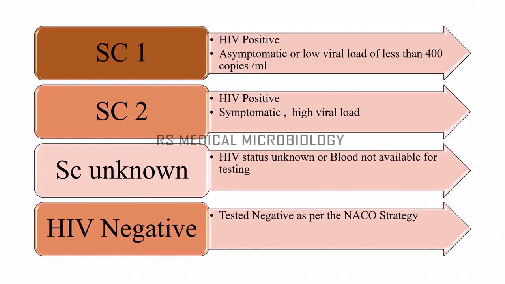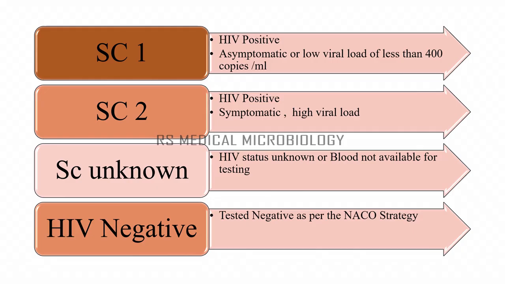Source code will start with the opposite, HIV negative. So the patient from whom the needle stick injury or the splash event occurred is negative as per the NACO strategy. The HIV status is negative. Next you have the source unknown, which is basically where the HIV status of the source patient is not known or blood is not available for testing.